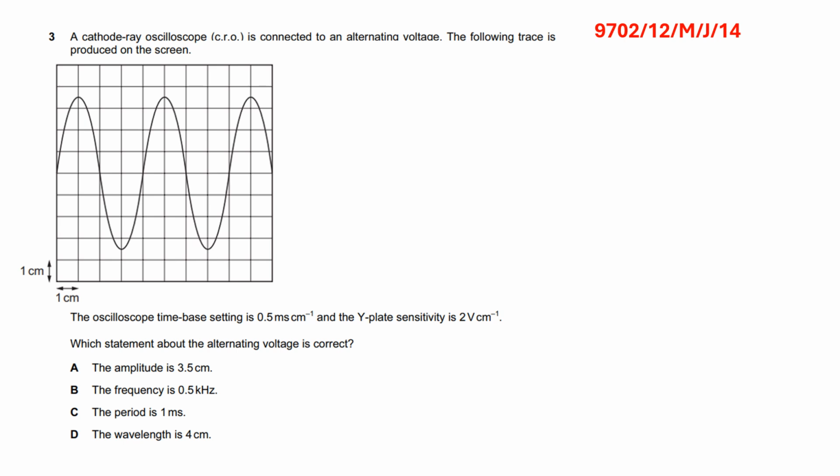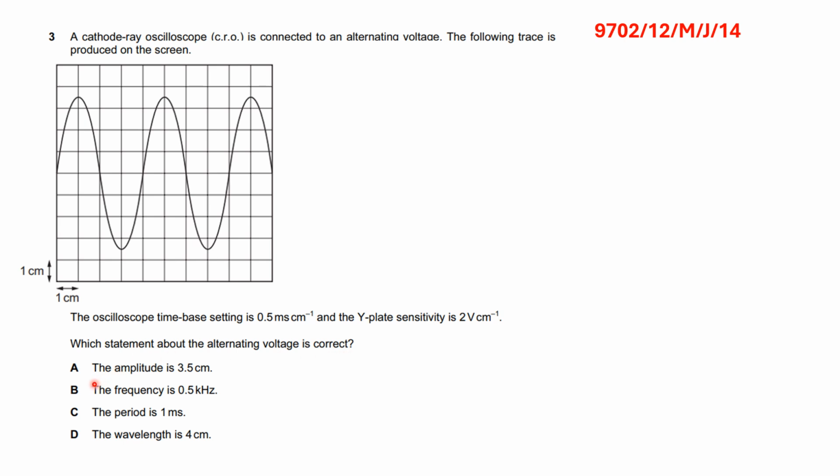Okay, this question is a little bit different, so I'm going to read it for you. A cathode ray oscilloscope, CRO, is connected to an alternating voltage. The following trace is produced on the screen. The oscilloscope time-base setting is 0.5 milliseconds per centimeter, and the Y plate sensitivity is 2 volts per centimeter. Don't worry about this word sensitivity. It's just one added word for no need. The question is, which statement about the alternating voltage is correct?